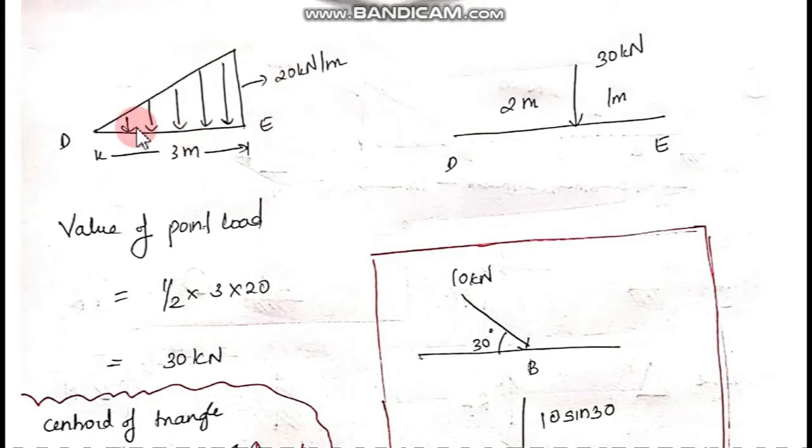Next we have a UVL here. The height of this UVL is 20 kilonewton per meter and it's acting over a length of 3 meter. Like the previous case, where it was the area of a rectangle, here when you're converting into a point load, you need to find the area of a triangle. The area of a triangle is half into base into height. So half into base 3 meter, 3 into 20 as the height.